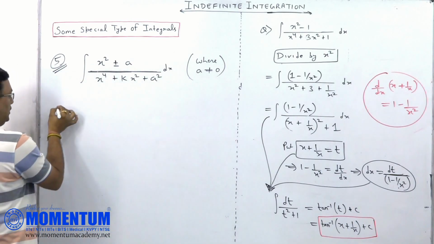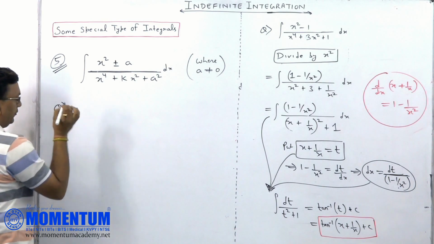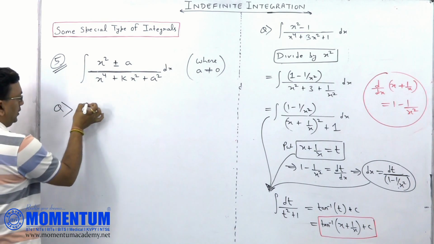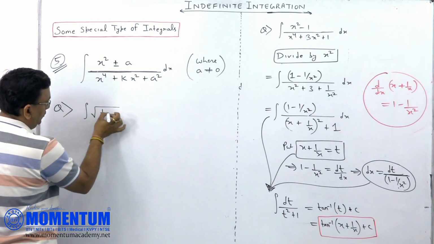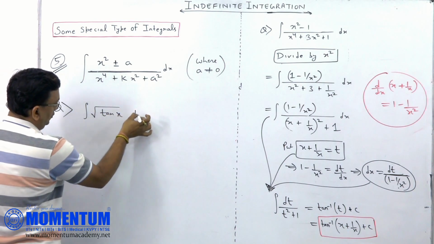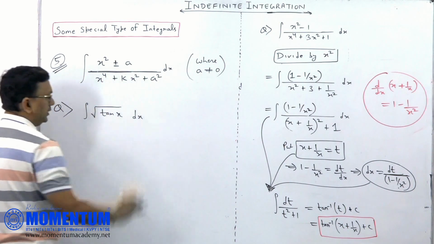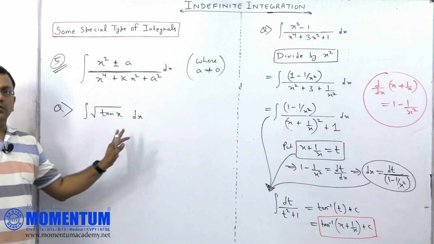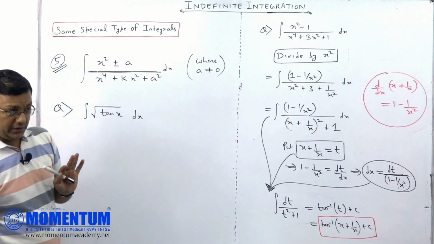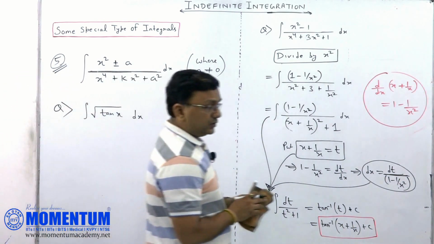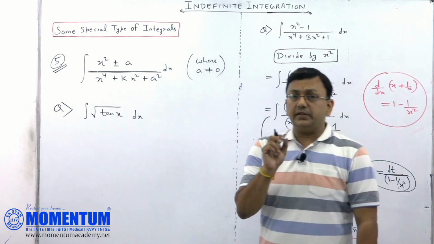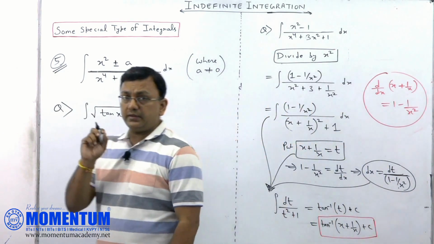Now, my problem is integration of root over tan of x. Integration of root of tan of x. अब इसको देख के आपको लग रहा होगा कि यहाँ पे तो दूर दूर तक स्पेशल इंटीग्रल नंबर 5 नहीं है। यस, नहीं है.